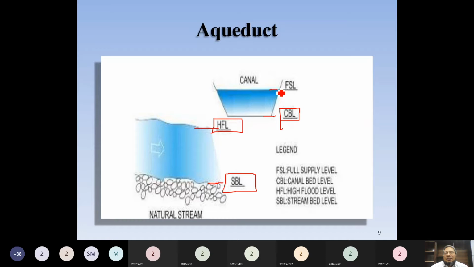And what is this level? This is not high flood level. There is no flood in canals. In canal, we control the supply of water to the canals. So the flow is regulated in the canals.